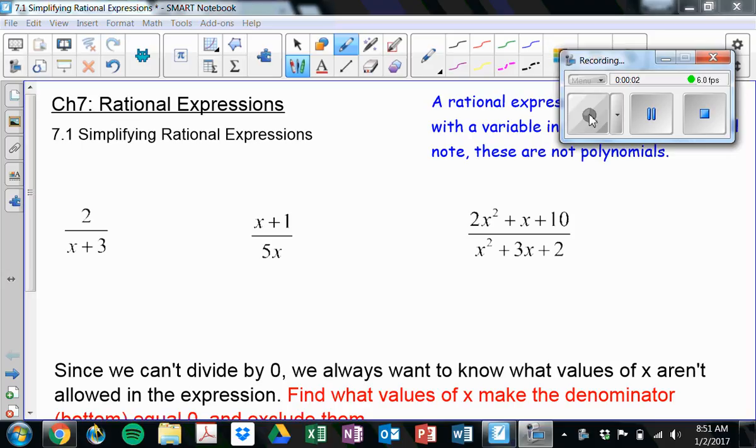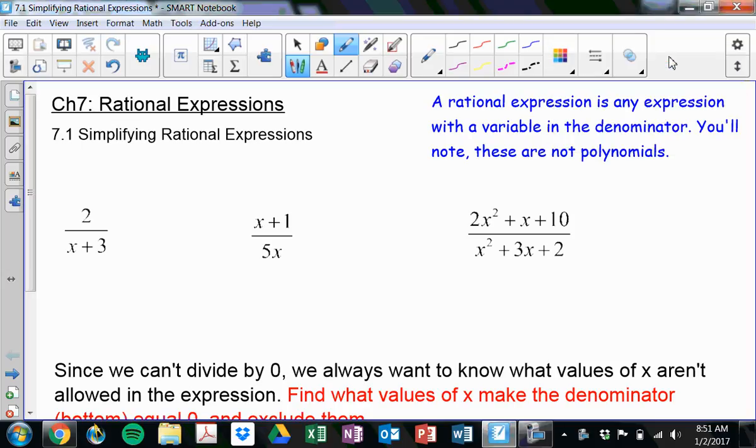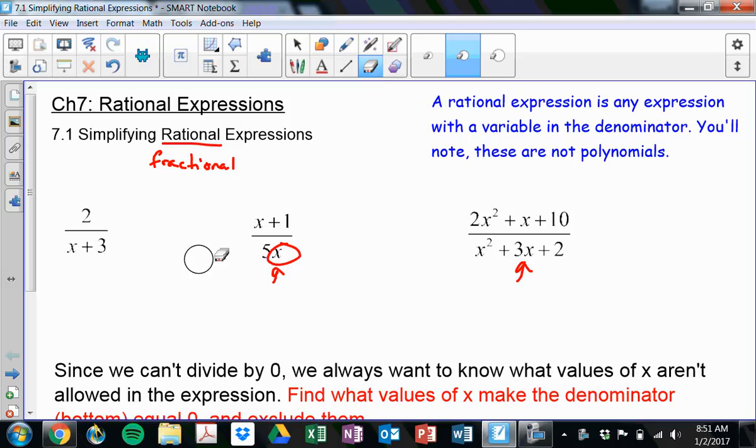Our chapter 7 is on rational expressions. A rational expression is any expression with a fraction in it, basically. The word rational is just like the word fractional. Anytime you have a variable in the denominator of a fraction, you have what's called a rational expression. And you'll note that these aren't polynomials, because polynomials can't have variables in bottoms of fractions. And today we'll be mostly simplifying rational expressions.